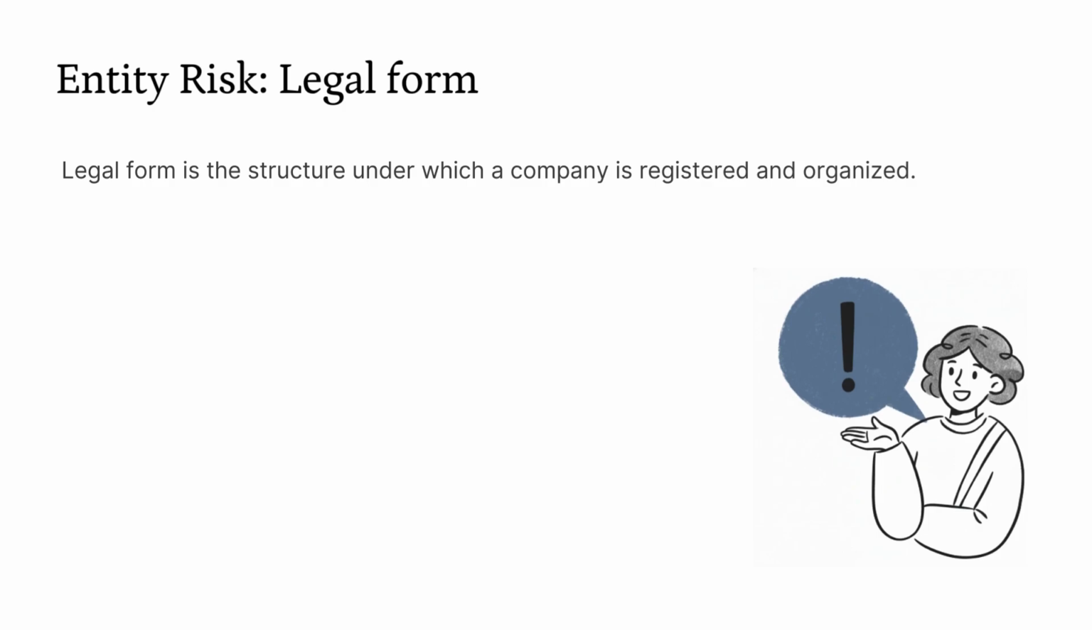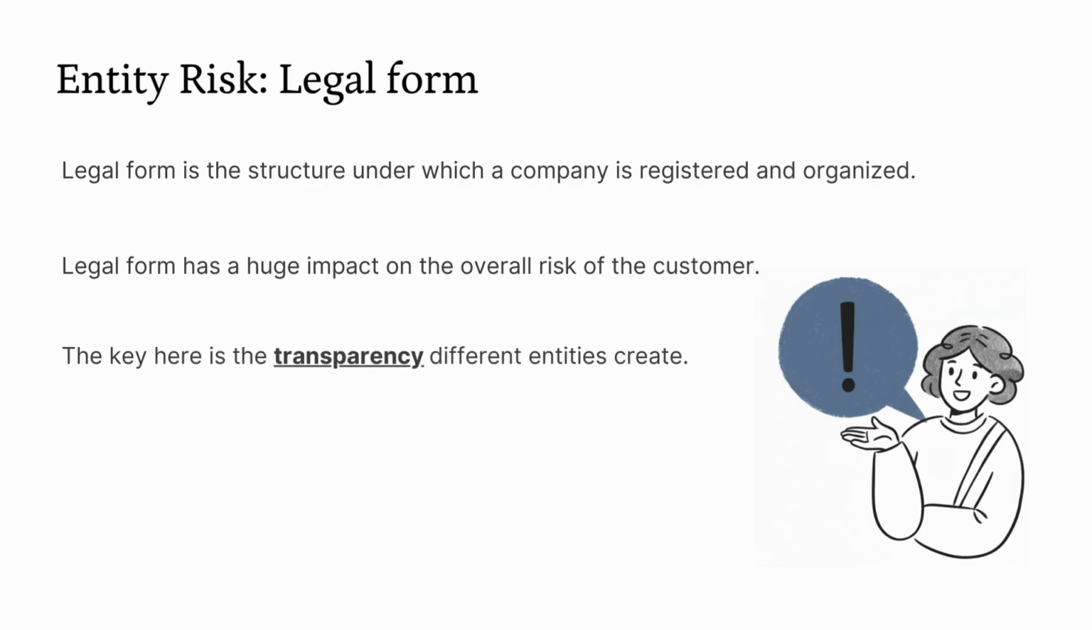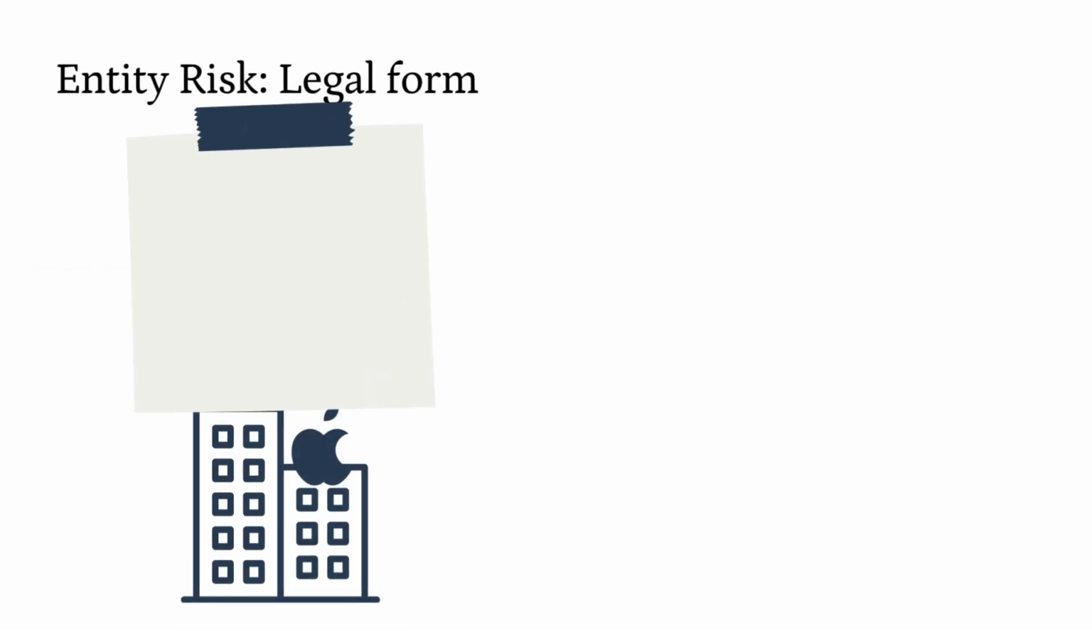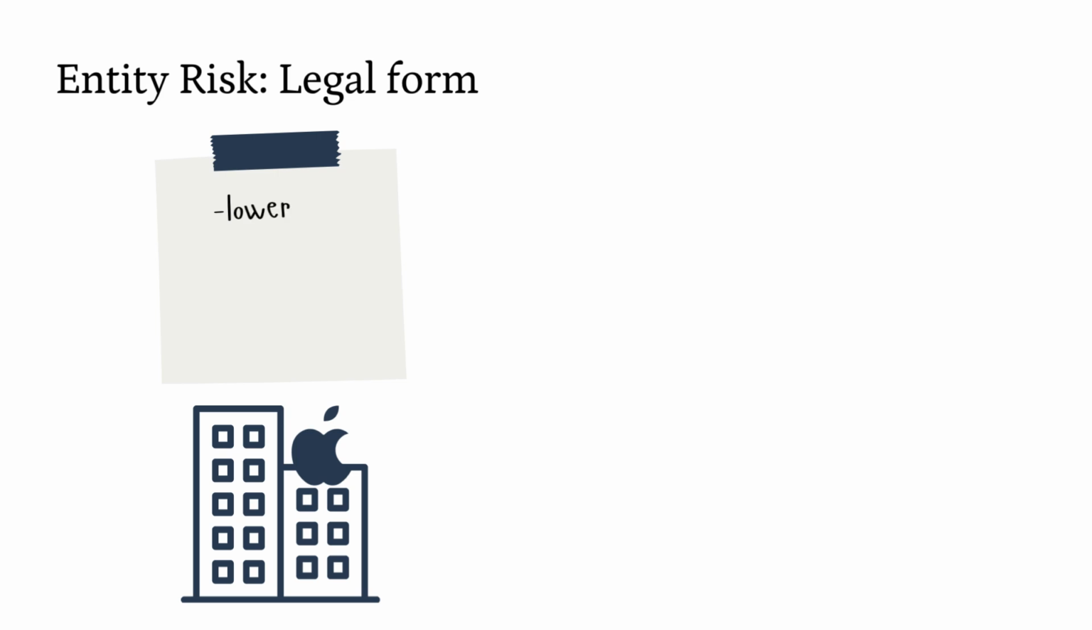Simply put, it's the structure under which a company is registered, like a limited liability company, a partnership, a trust, or a foundation. The type of legal entity can significantly impact the risk profile. Why? Because some forms are more transparent than others. For example, publicly listed companies are usually lower risk. They're required to disclose who owns them, publish financial statements, and operate under strict oversight. That means it's much harder for someone to hide behind them.